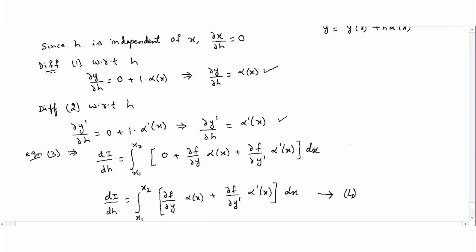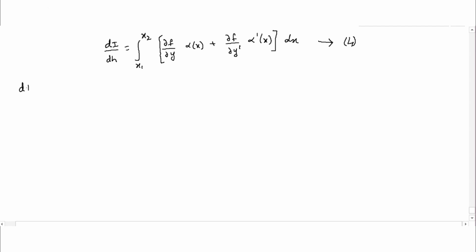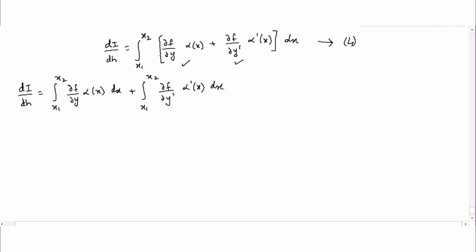So now I'll keep the first term as it is. Rewriting the equation, di by dh is equals to integral of x1 to x2 dou f by dou y into alpha of x, multiplied by dx. So applying the integral for the first term as well as for the second term separately, plus apply the integral for the second one, x1 to x2, dou f by dou y dash into alpha dash of x times dx. So we just applied the integral for both the terms.